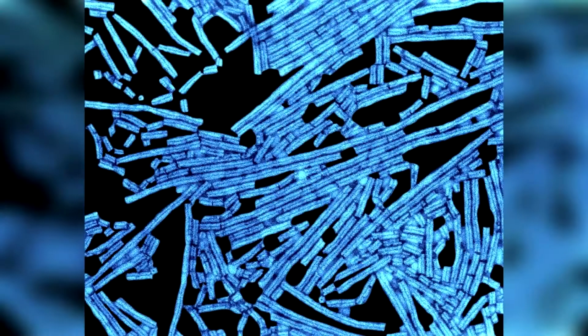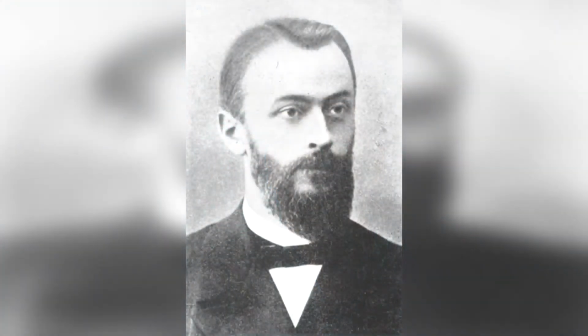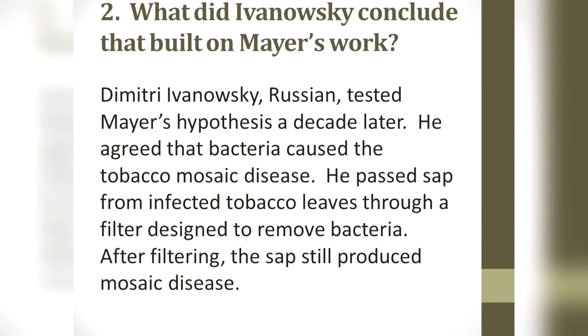But when Meyer studied the sap under a microscope, he could not find an infectious microbe. This led him to believe that the disease was caused by an unusually small bacteria. This hypothesis was tested a decade later by Dmitry Ivanovsky, a Russian biologist who passed infectious sap through a special filter meant to remove bacteria. After filtration, he found out that the sap still produced mosaic disease, again reasoning that the bacteria was small enough to pass through the filter.